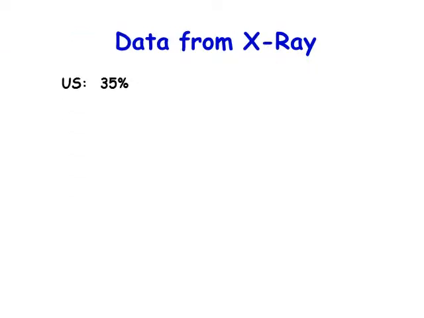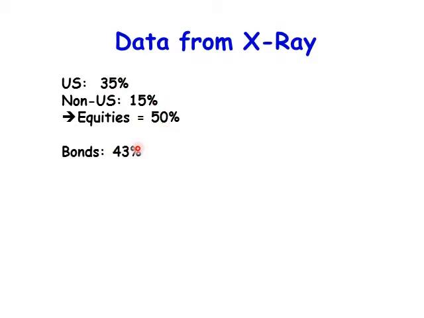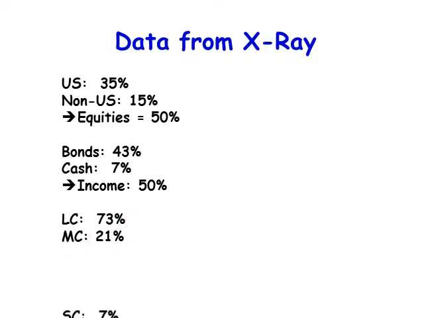Okay, so we got US 35% and non-US 15%, equities 50%, 35 plus 15 is 50%. Bonds is 43%, cash is 7%, and the income portion is 50%. We had 50-50 as our target and we made it. And large cap is 73%, mid cap is 21%, and 7% here. So the ratio of 73 to the rest of them is close to 3 to 1, like we were trying to target.